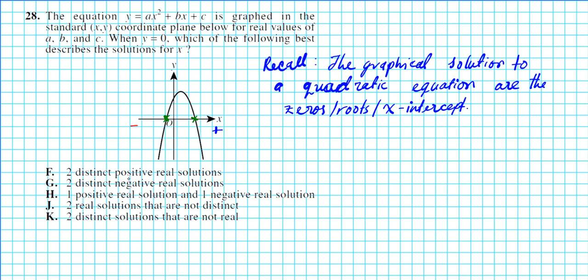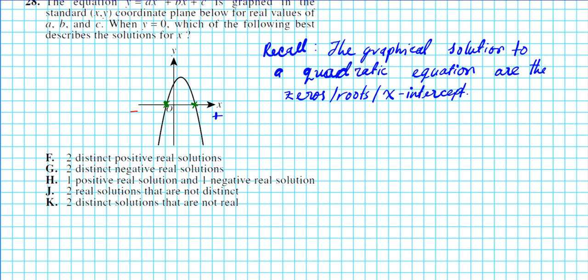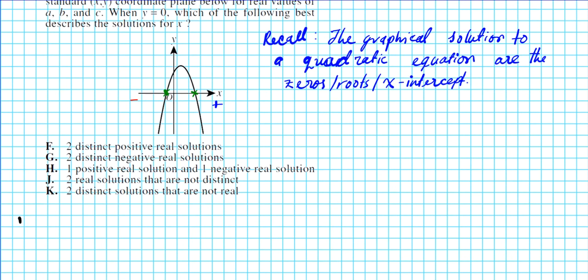Okay, so let's look at the options that we have here. It says two distinct positive, two distinct negative, one positive real, one negative real. J, two real solutions that are not distinct, that's like a double root, and then K, two distinct solutions that are not real. Alright, so what I'm going to do is show you what possible solutions are for all 5 cases, and then you can easily see what the correct answer is. Okay? Alright, so option F.